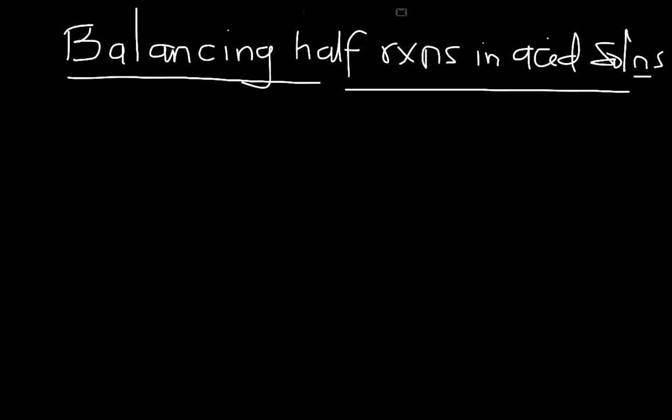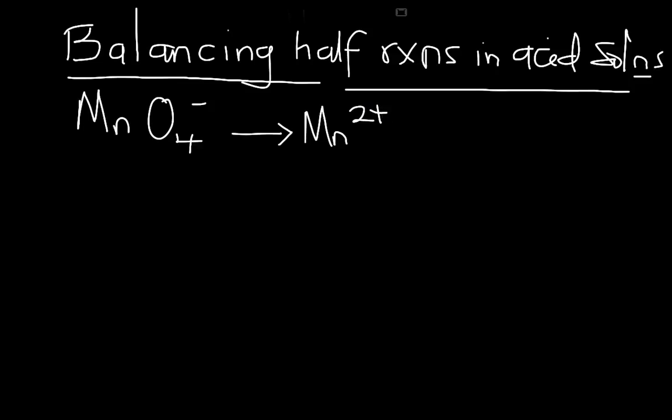Let's say permanganate, manganese, and oxygen has a net charge. Let's say this compound has a net charge of 1 minus. So these are half reactions, manganese 2 plus. Can you balance this? We're going to balance this half reaction step by step so that we can learn how to balance half reactions in acidic solutions.